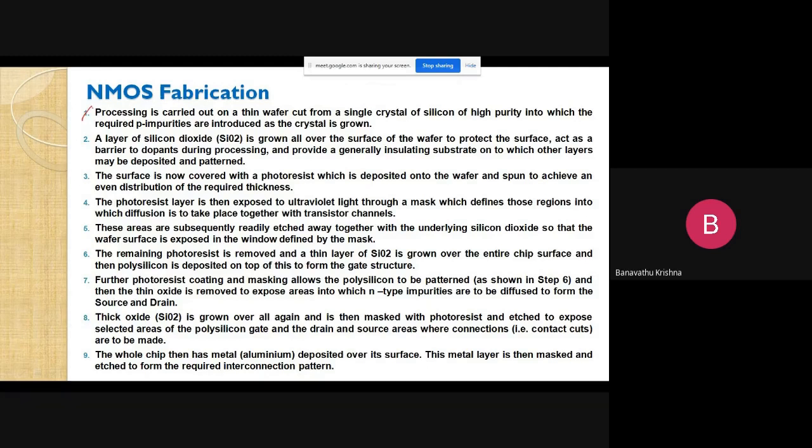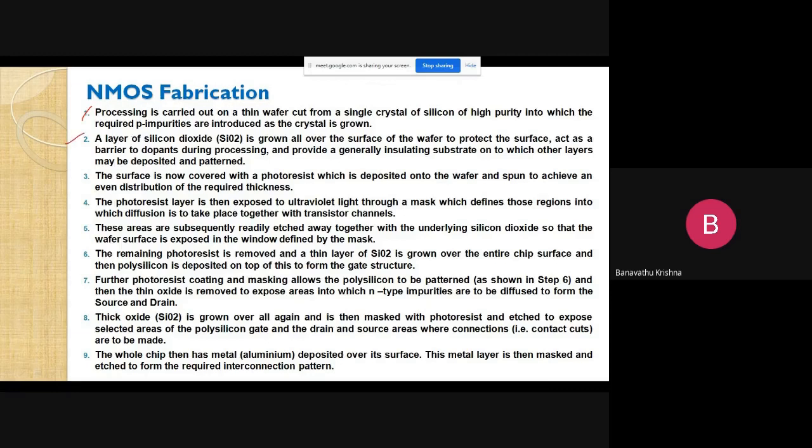The first point is, firstly, processing is carried out on a thin wafer cut from a single crystal of silicon of high purity, into which the required P impurities are introduced as the crystal is grown. Simply, I want to take one layer that is cut from a single crystal of silicon, and we need to improve the particular silicon wafer by adding some P-type impurities. Then it will increase the impurity concentration here.